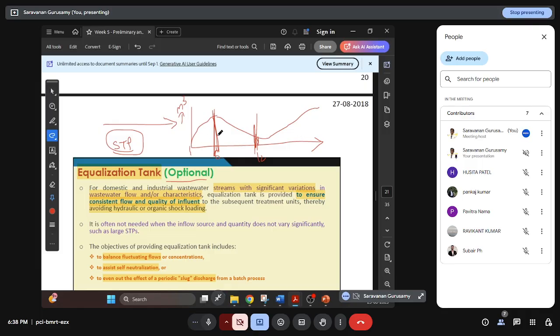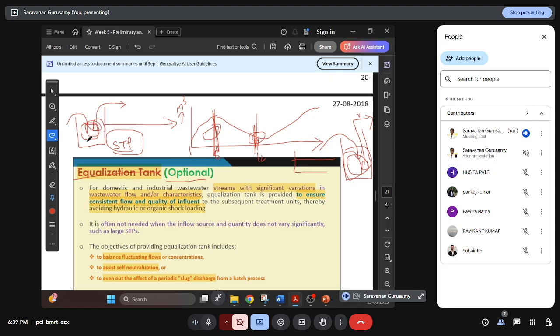Quality also will vary. In the morning more dilution, quality will be poor here. So we need to have a tank that will hold all the water stored in a day, and then we pump at an actual rate. This rate will always be fixed, so we can supply the same quantity of water to the STP. So we need a tank that will equalize the flow rate. That's why it's called an equalization tank. It will equalize all the characteristics, right?